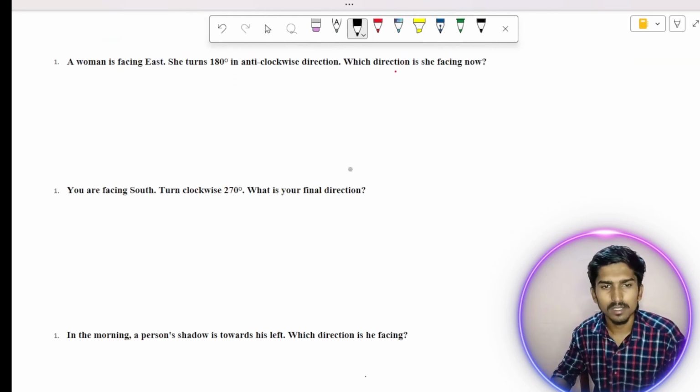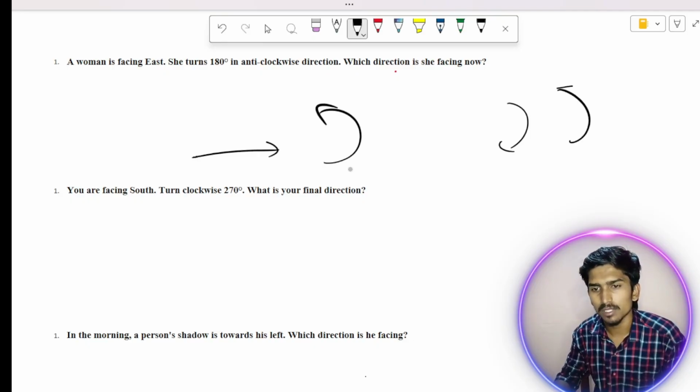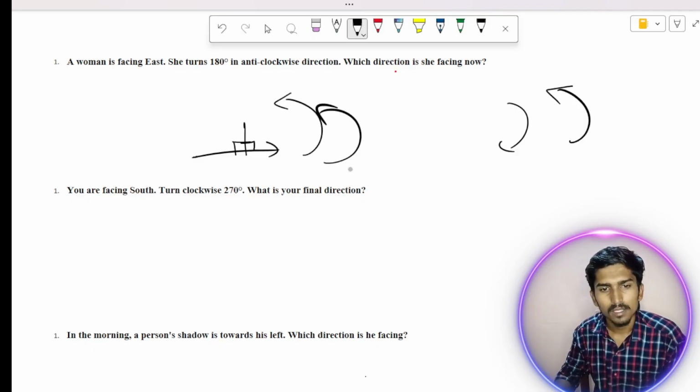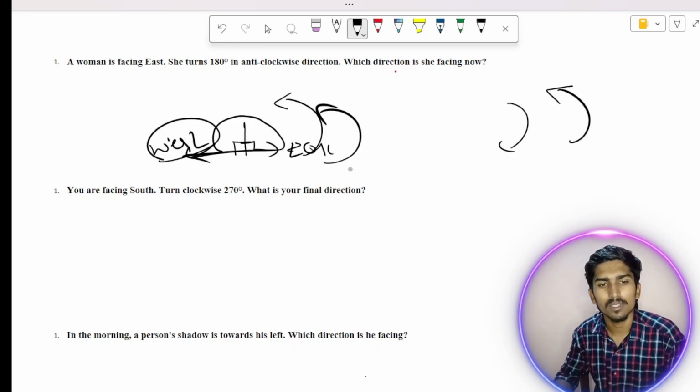A woman is facing east. She turns 180 degrees in the anti-clockwise direction. You should make this diagram. If clockwise, this is the diagram. Anti-clockwise, this is the diagram. 180 degrees anti-clockwise means if it is 90 degrees, then add another 90 degrees anti-clockwise this side. So she turns exactly opposite to the east, that is west. Which direction is she facing now? West is the answer. Very simple.